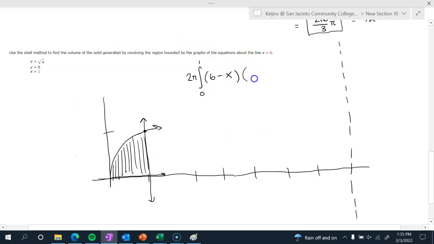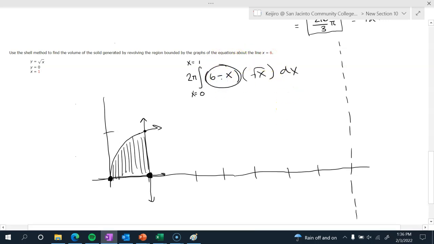And the height of x is just going to be the same, the usual thing. Now the reason it's 6 minus x is because your axis is at x equals 6. So if you remember, x goes from 0 to 1. So if you imagine starting off at 0, how far are you away from the axis? 6 units, right? And as you slowly move through the region and you get to x equals 1, at that point you are 5 units away from the axis. So your radius goes from 6, and as you get closer to the axis, it goes to 5.